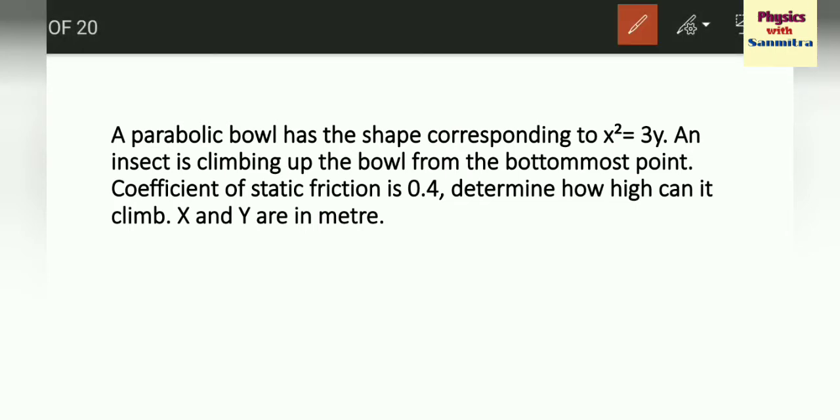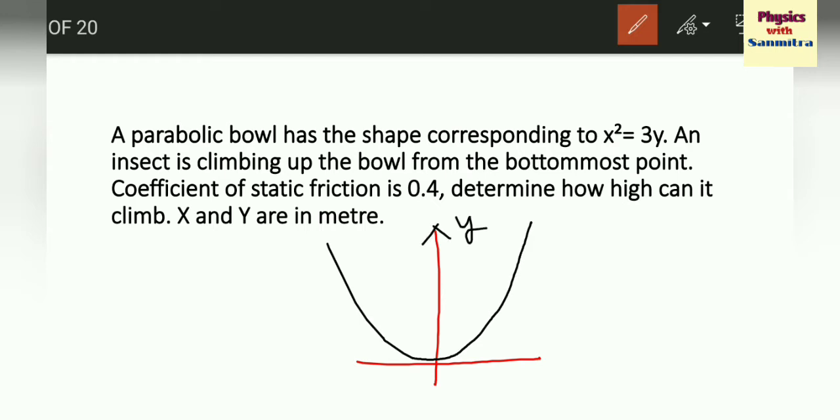So what is exactly asked here? We have a parabolic bowl, x square is equal to 3y, and the curve will be like this. Y is having the power 1, so the symmetry will be around y. Now an insect is climbing up the bowl from the bottommost point. So I have an insect here, and this insect is climbing up like this. How high can it climb?